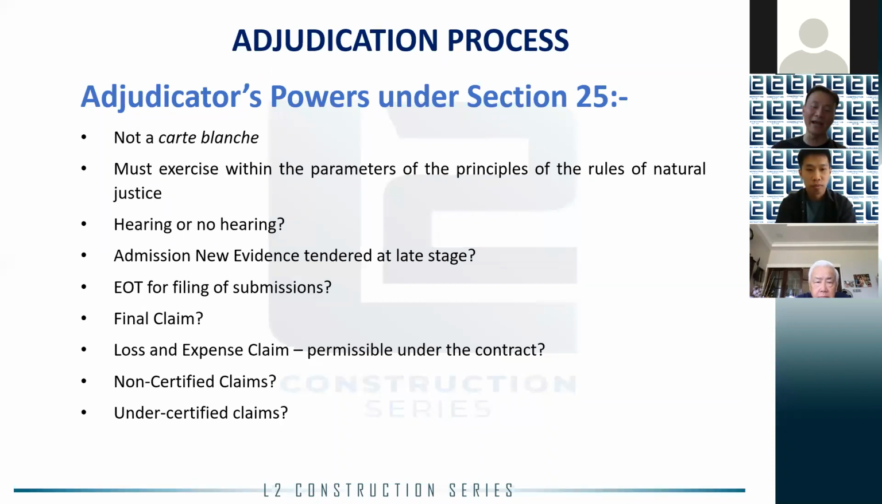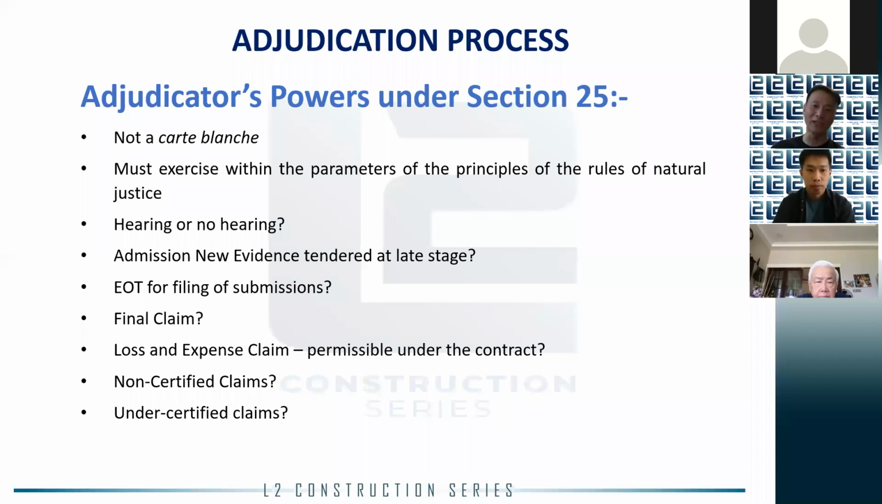If there is no express provision allowing loss and expense under the contract, then you cannot launch a loss and expense CIPAA claim under CIPAA. Now, non-certified claims, definitely you can. I've received these queries time and again, just because the architect or whoever certifier has failed to issue a certified payment. That's not a hindrance.